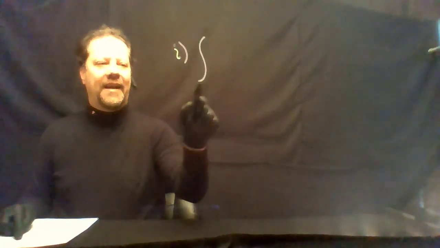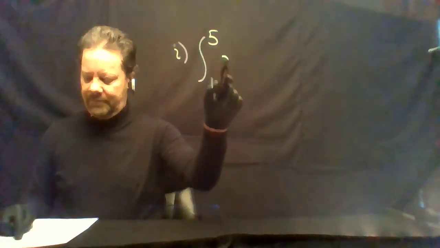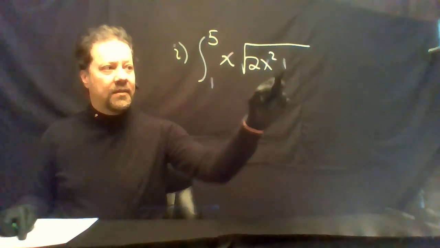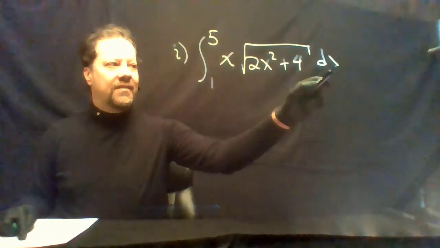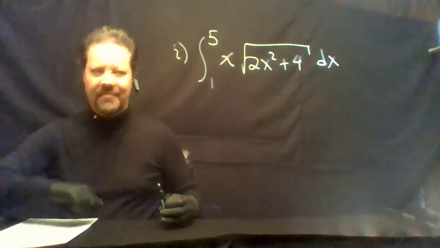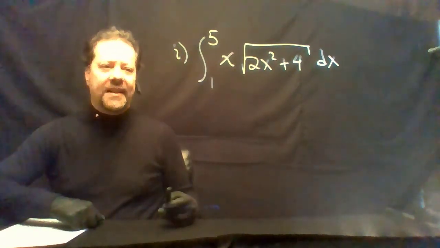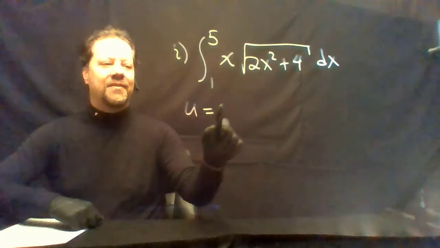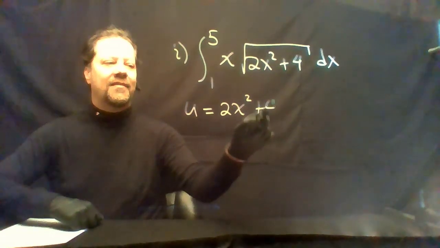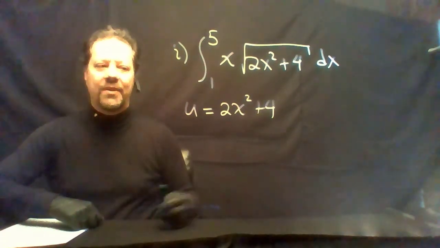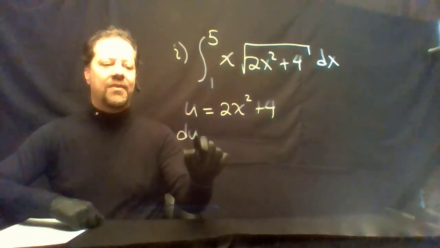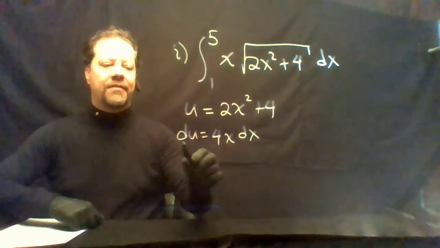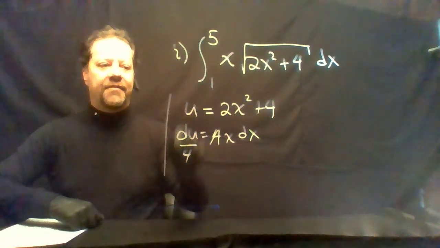On part I, you integrate from 1 to 5 x times the square root of 2x squared plus 4 dx. I see the derivative of something lying around, more or less. Looks like a job for a u substitution. U is the thing under the square root, 2x squared plus 4, because du is 4x dx. I have the x dx, but not the 4. So I'll divide that off.